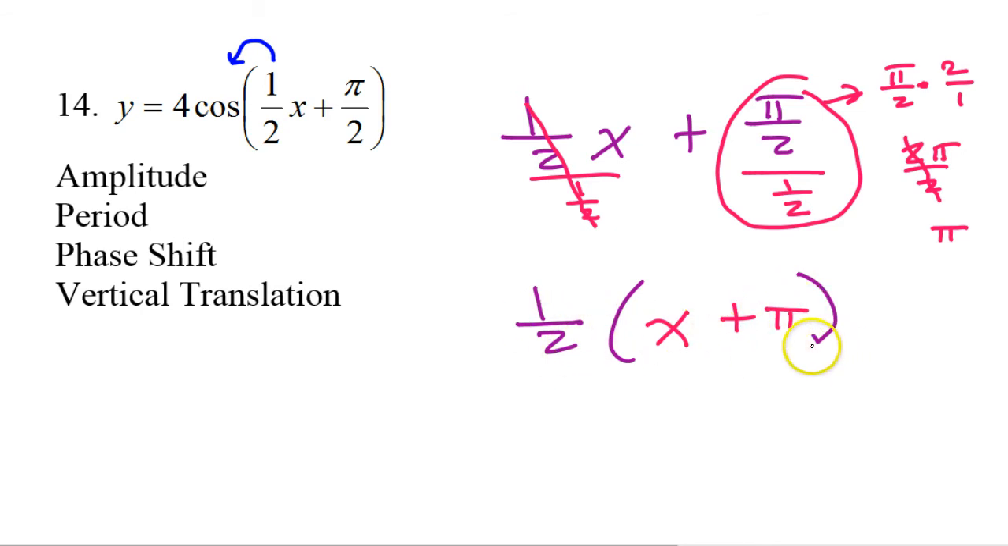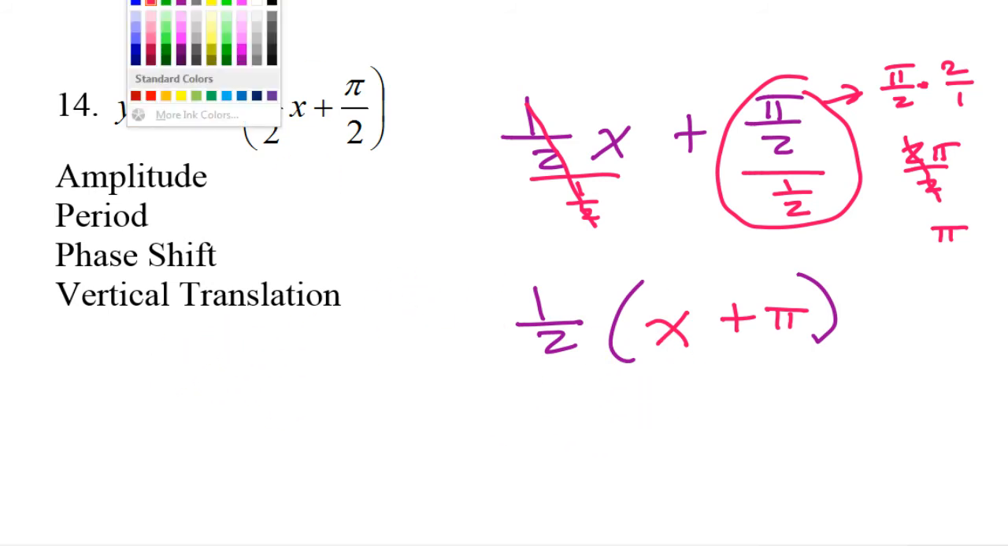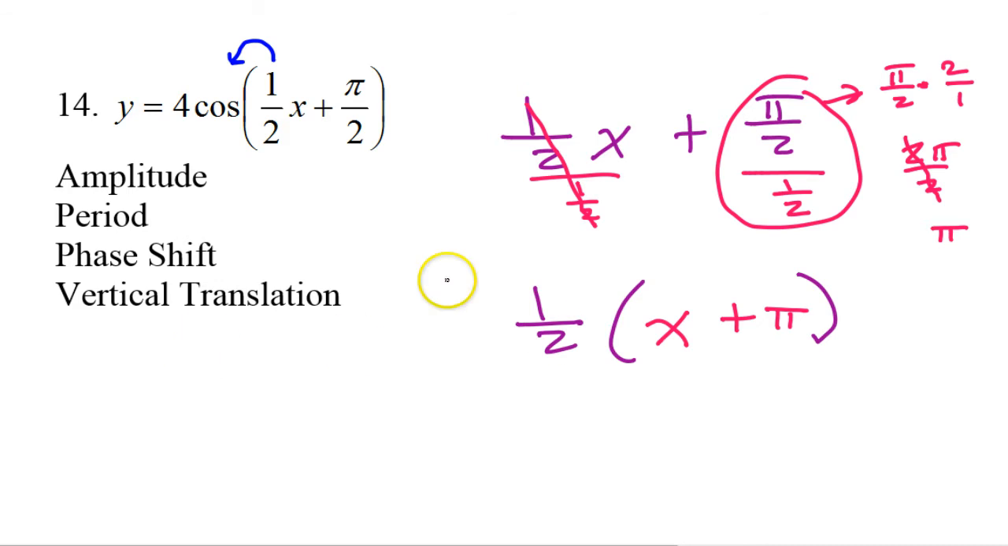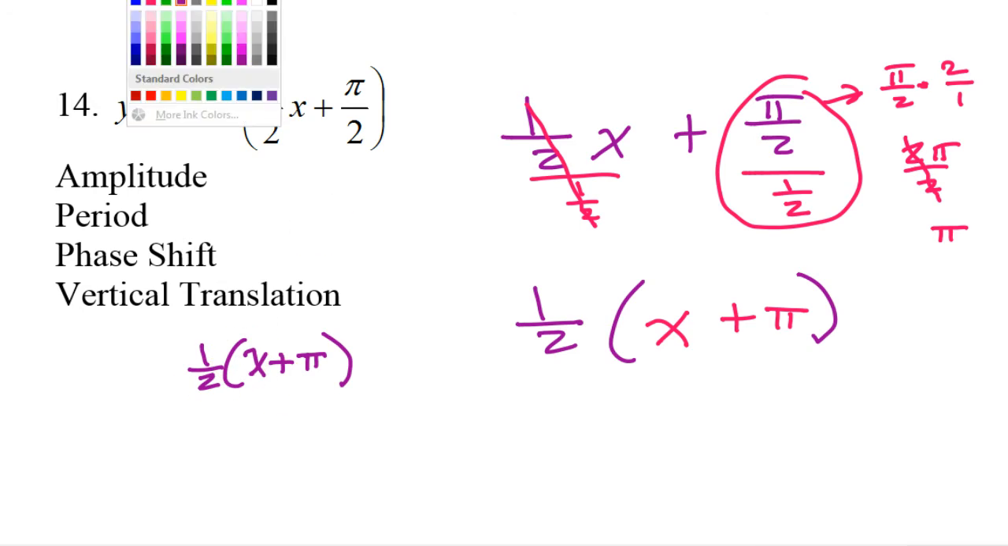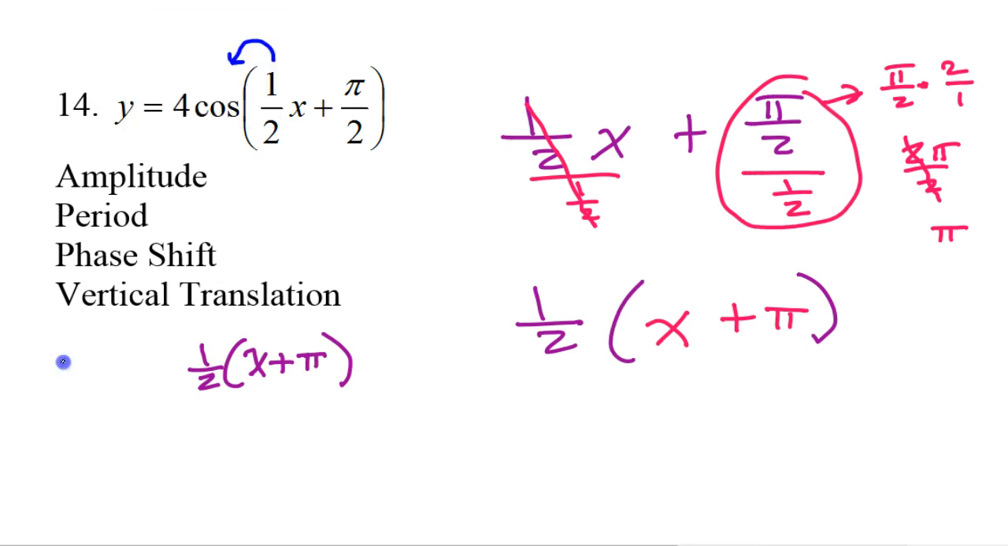So this is the form that we have to use to decide what the phase shift is and all of that. So I'm just going to write that down in this form. So I have 1/2 x plus pi. Okay, so I have 4 times the cosine of this. Okay, so this is the form that I'm going to use to interpret what's happening.